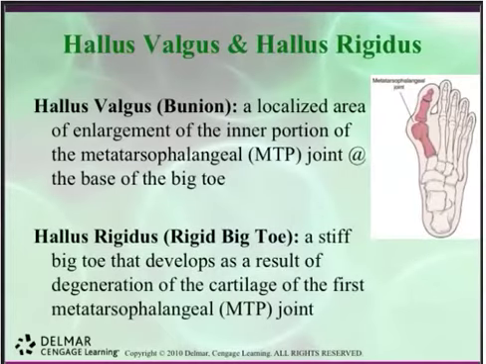Okay, Hallux valgus and Hallux rigidus. What we're talking about here is deformities of the metatarsophalangeal joint, shown in the inset over here. Hallux valgus is a localized area of enlargement of the inner portion of the metatarsophalangeal joint at the base of the big toe, while Hallux rigidus is a stiff big toe that develops as a result of degeneration of cartilage in the first metatarsophalangeal joint. So instead of this thing being cocked out to an angle, it's basically one solid, immovable digit.